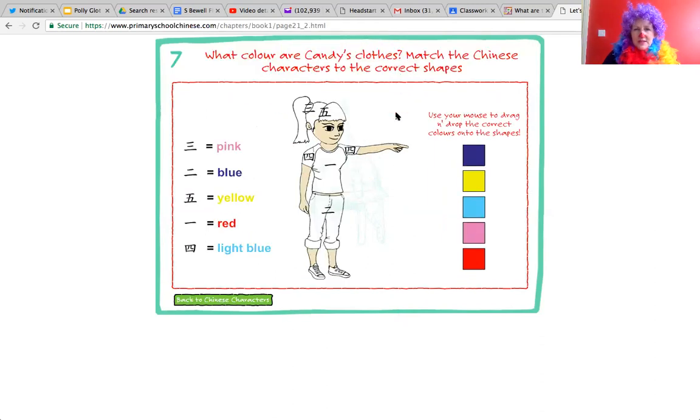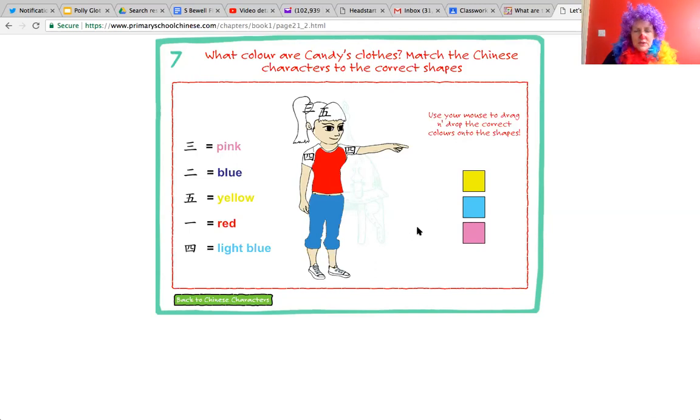Let's have a go. So, 3 is pink. 2 is blue. 4 is yellow. 1 is red. And 4 is light blue. So let's start with Yi. So Yi on the grid is red. We'll learn our colours in a future lesson. And looks to be dark blue. So let's match that up with her trousers. And 3, pink will be her hair.